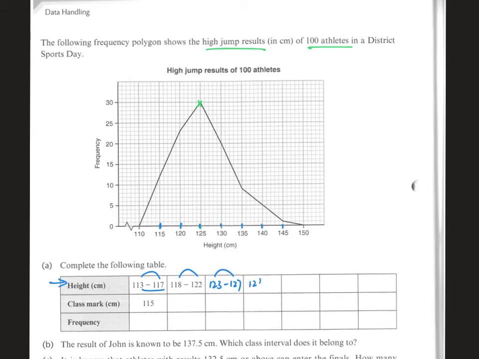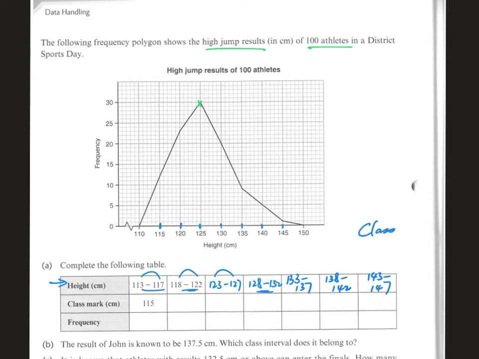Similarly, the next one will be 128 to 132, which is very similar to the second one. So can you spend a minute or just half a minute to complete the next 3 boxes? If you don't have enough time, please pause the video and make sure that you complete the table by yourselves. And now I provide you the answer afterward. Next we have 133 to 137, 138 to 142, and finally 143 to 147. So these are the class intervals.